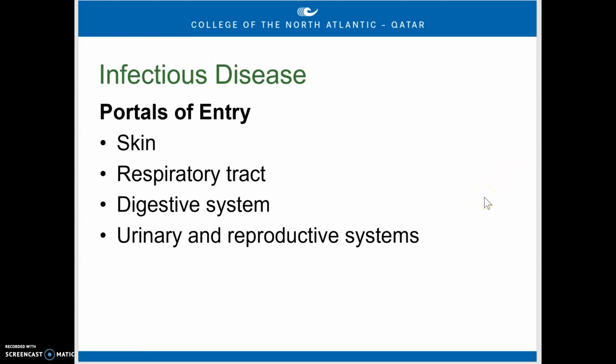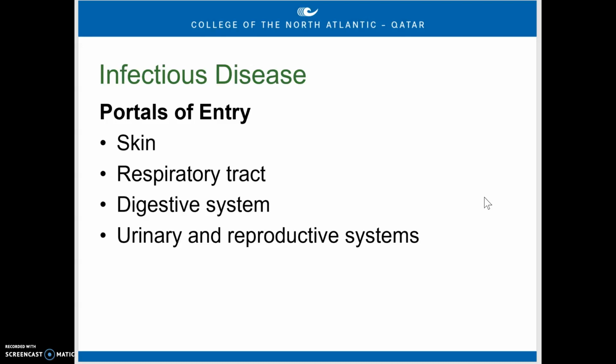Now, in order for these pathogens to cause disease, they have to gain access to your body. It means they have to get inside some system in your body. The portals of entry, the ways that these things can get inside you, include the skin. So a broken skin, a cut or a bruise or a tear or a burn. These are all ways that bacteria can gain entry.